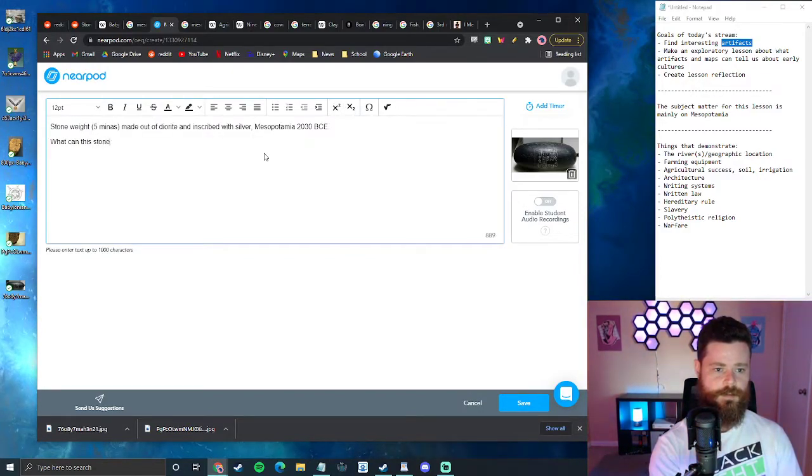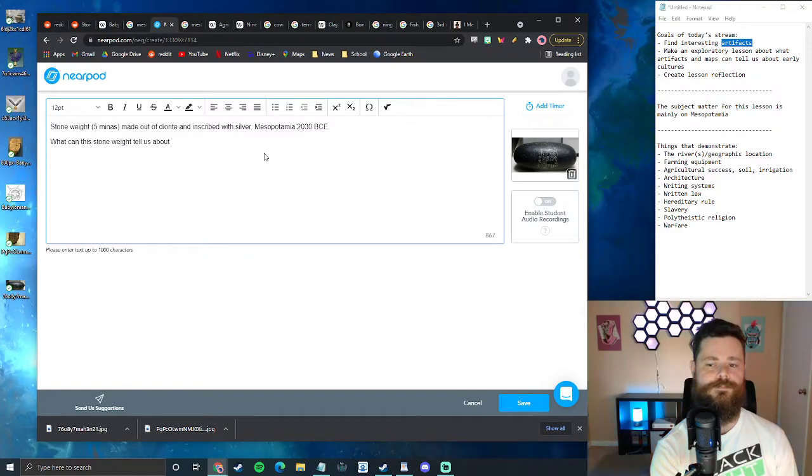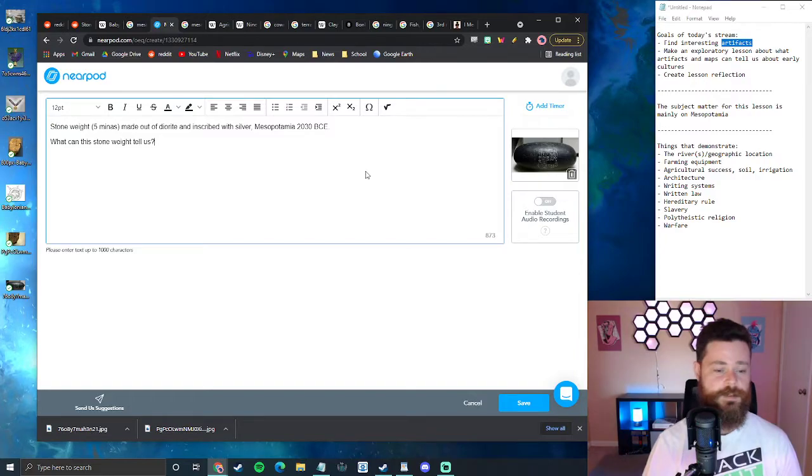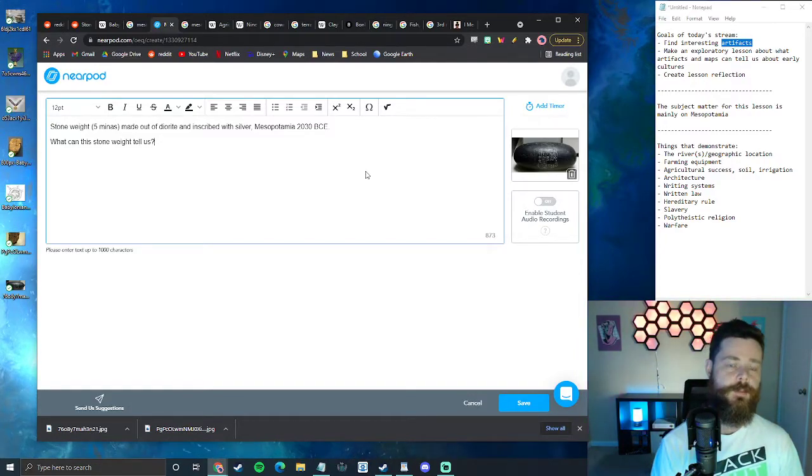What can this stone weight tell us about... just tell us. And they would probably say something like, it can tell us that they had a concept of weight, or an approximation of how much certain things are supposed to weigh, or maybe a way of dividing out different weights. Instead of just saying that this object is heavy, they actually had a unit of being able to measure how heavy something is.